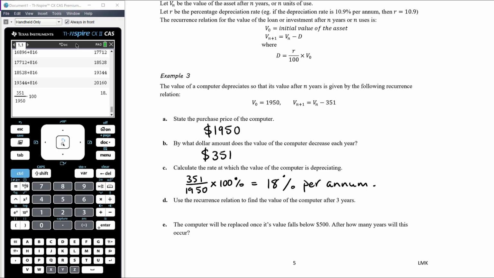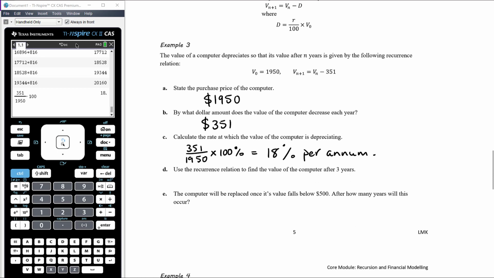Use the recurrence relation to find the value of the computer after 3 years. Okay, so again, let's set up the recurrence with our CAS. So we type in the initial value first and press enter, 1950, and then we type subtract, which will mean we subtract from the previous answer, 351. So that's going to be after 1 year, 2 years, 3 years. Okay, so the value after 3 years is only $897.